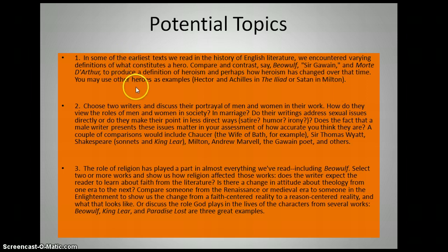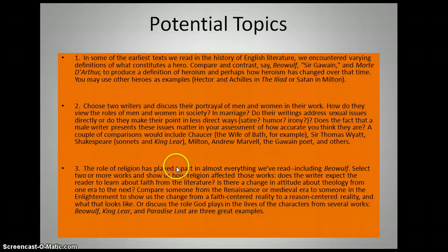You may use particular heroes as examples, like Hector and Achilles from the Iliad, even though that's Greek mythology, or Satan in Milton's Paradise Lost. Okay. Again, these are pieces that are in our text. And that's kind of an example of what you may focus on for a topic. And again, I'm going to give you a hard copy of these things.